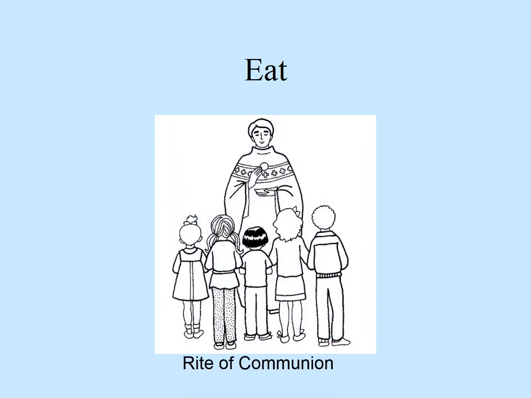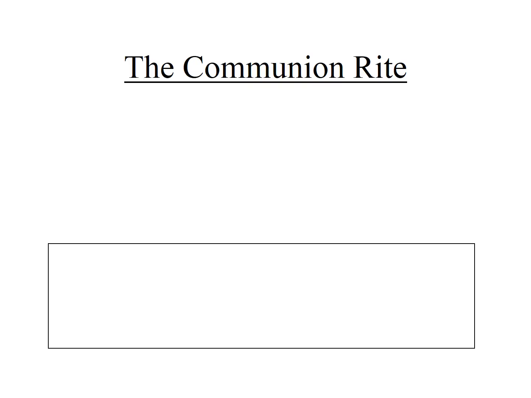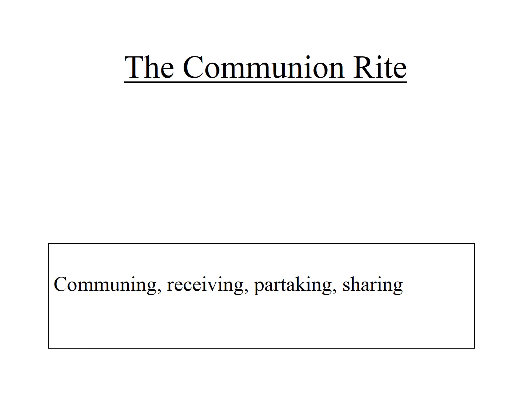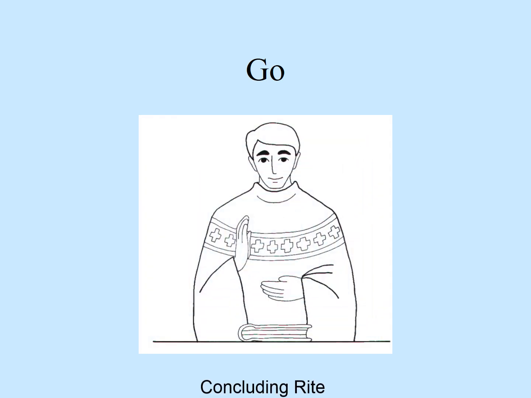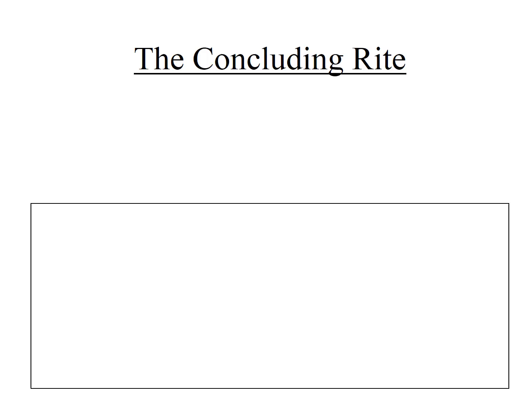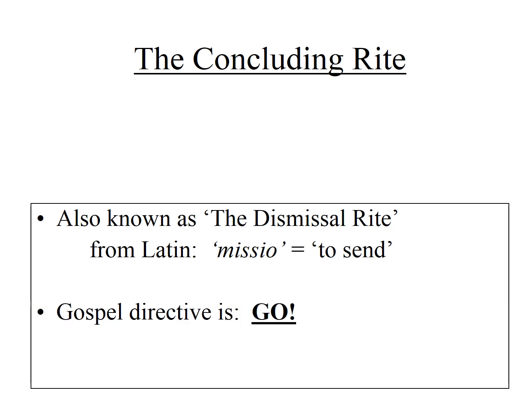And next we have the rite of communion, where people come to celebrate communion. Again, a lot of this is self-explanatory in terms of the wording on the slides, so I'm just going through it because I want to keep it brief for you. And finally, the recessional or concluding rite, where people are sent to go and live what they have consumed. Where there's a sense of mission, missio, go forth, a gospel directive.